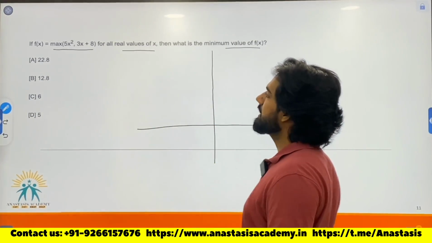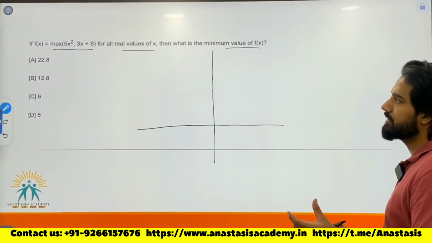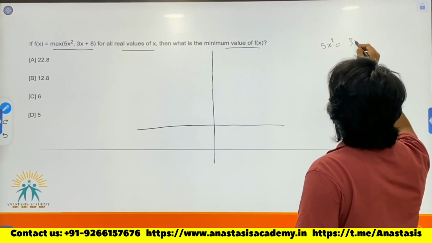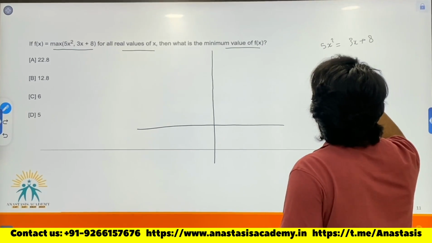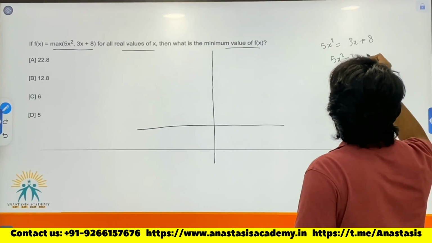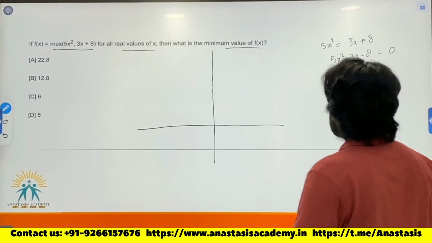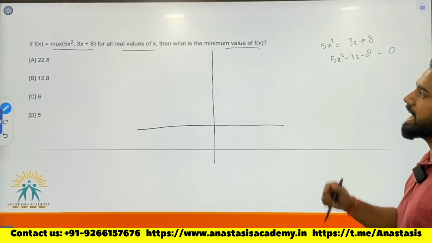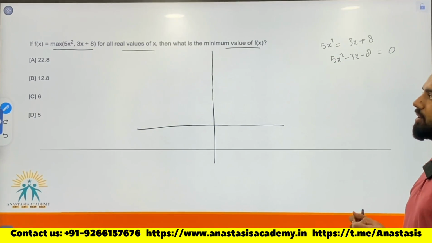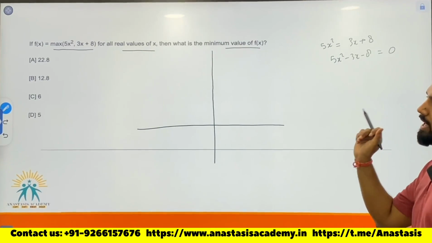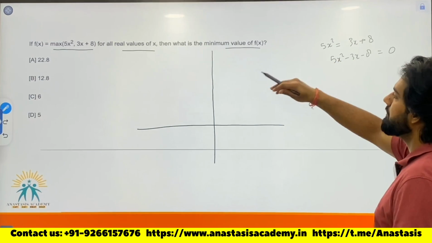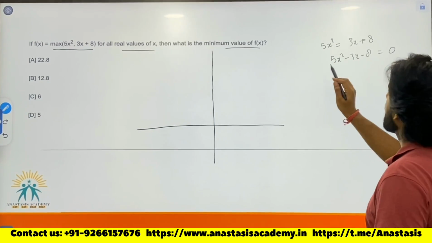First of all, let's find the intersection of these two functions, that is 5x square equal to 3x plus 8. So it becomes a quadratic equation, for which I'll get two solutions. This 3x plus 8 is a straight line, so it will be intersecting this 5x square, that is an upward opening parabola, at 2 points.